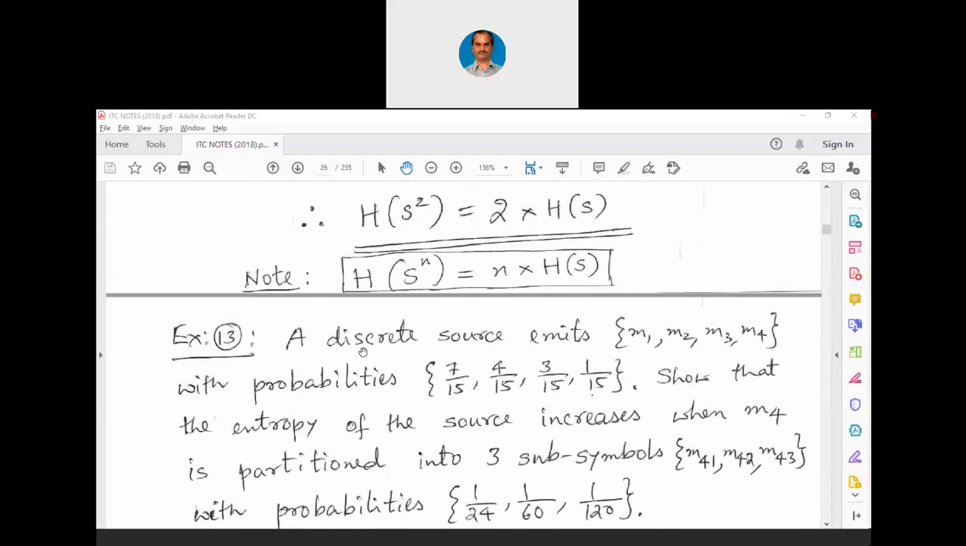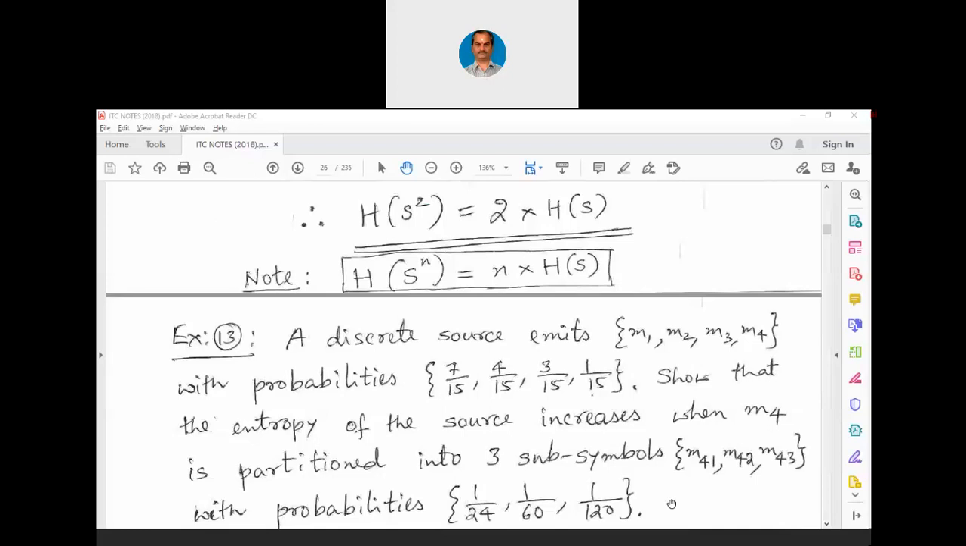A discrete source emits M1, M2, M3, M4, 4 symbols with probabilities given like this. Show that the entropy of the source increases when M4 is partitioned into 3 subsymbols with the probabilities 1 over 24, 1 over 60, 1 over 120. Here M4 is partitioned into 3 subsymbols. This itself, 1 by 15, is partitioned into 3 subsymbols where the symbols contain 1 over 24, 1 over 60, 1 over 120.